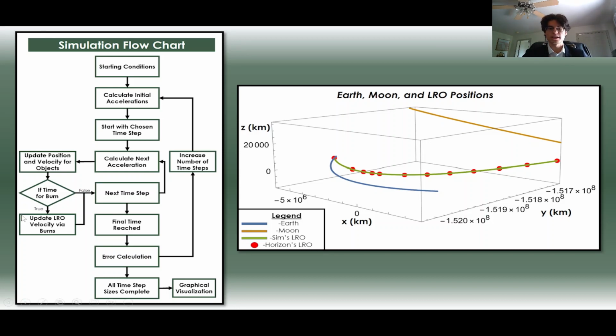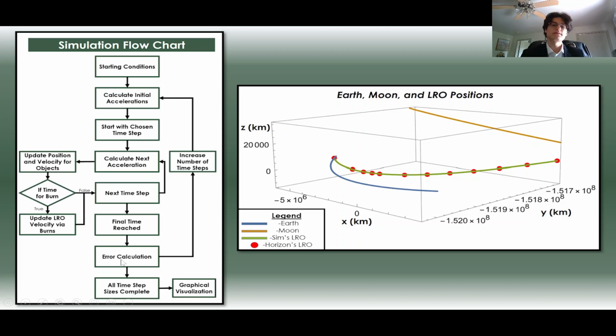Now, there is one extra thing in here. That's what is leading off to the left. If the LRO has some burns, because it had a few correctional burns along its way to the moon, if the time step coincides with the time of the burn, it'll update the spacecraft's velocity to reflect that, and then continue on with the normal gravitational calculations. And then, like I said, it'll go through until the final time step has been reached, and that's about right here.